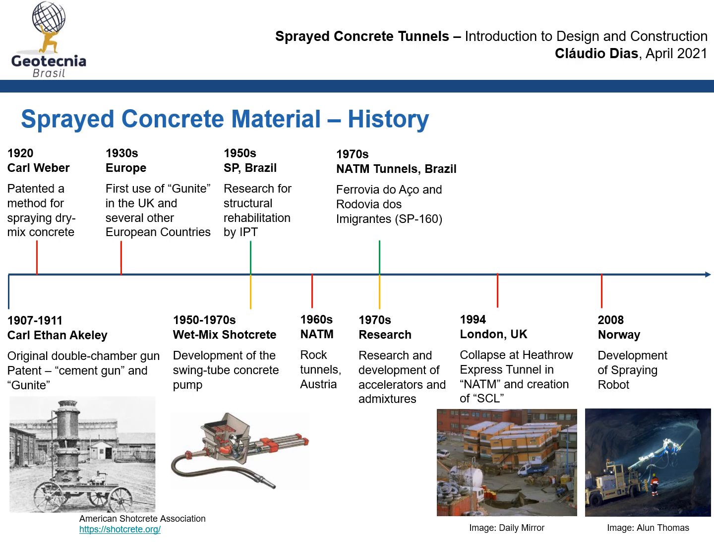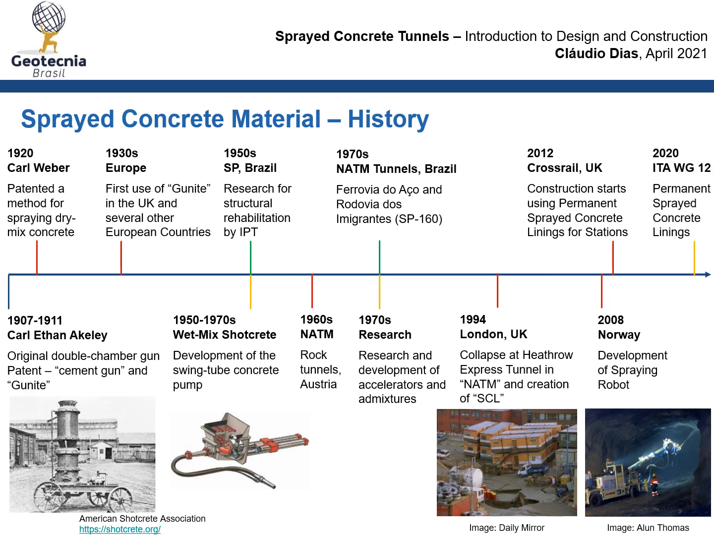In 2008 in Norway, there is development of spraying robots that you can see in the image. In 2012, Crossrail construction starts in London, using permanent sprayed concrete linings for stations. In 2020, the ITA Working Group 12 published the permanent sprayed concrete linings guidelines.